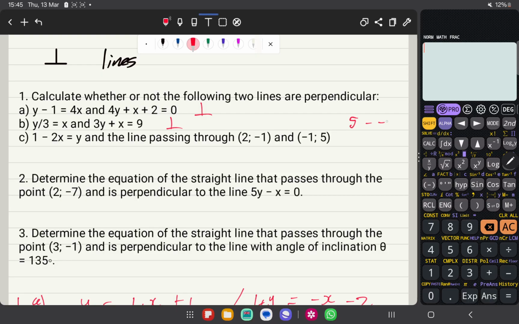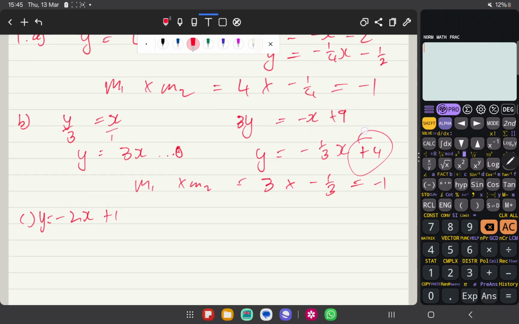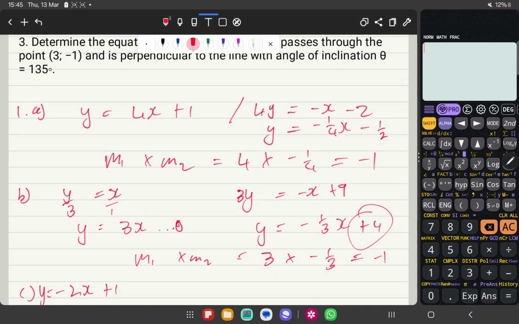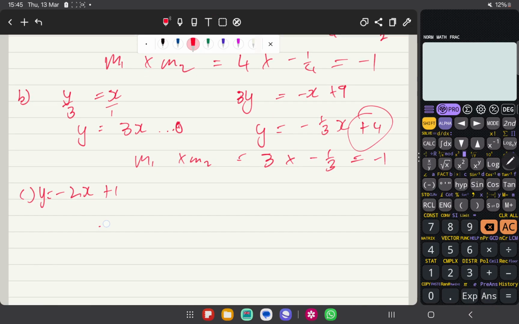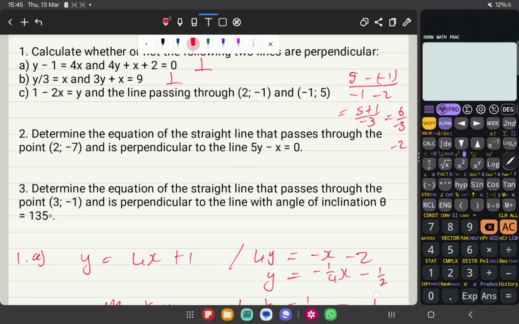That's 5 minus 1 over -1 minus 2. That's going to be 5 plus 1 over -3, which is 6 over -3, which is -2. So I have -2 here. Then -2 multiplied by -2 is going to be positive 4, which is not equal to -1. So these two are not perpendicular.